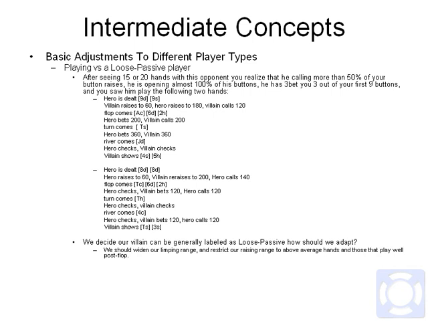So against a loose passive, we should widen our limping range and restrict our raising range to above average hands and those that play well post-flop. Now, the reason that we're doing this is we want to widen our limping range a little bit because he's going to be calling us out of position often. And when we have hands like 6-8 offsuit or 6-9 suited, stuff like that, a lot of times when he's calling us and calling bets post-flop, we're going to have no clue where we're at in the hand, and most of the hands that we come up against are going to have better showdown value against us unless we're hitting our pairs.